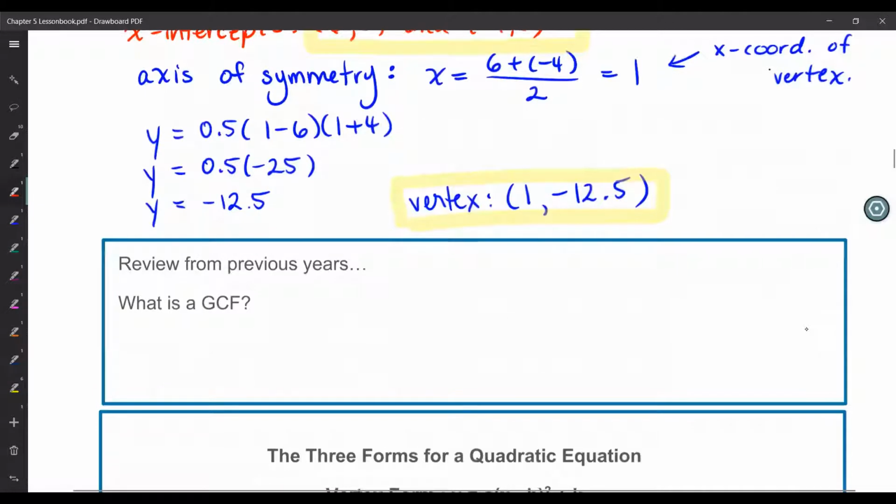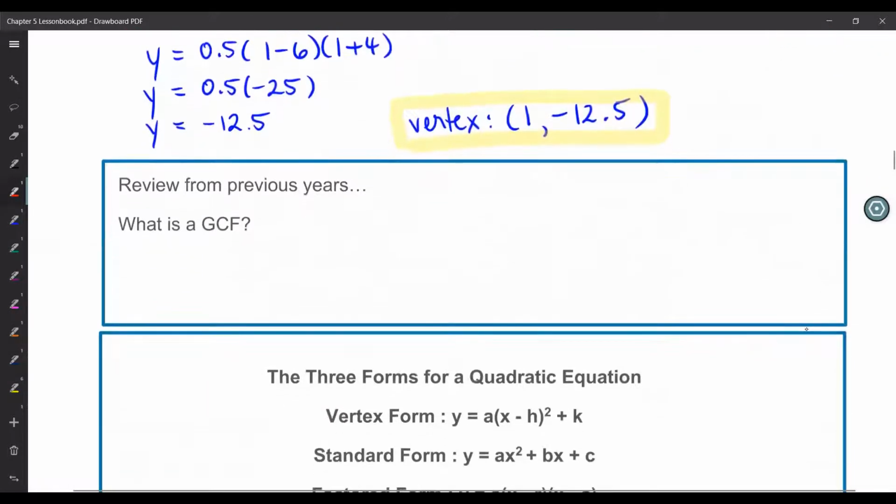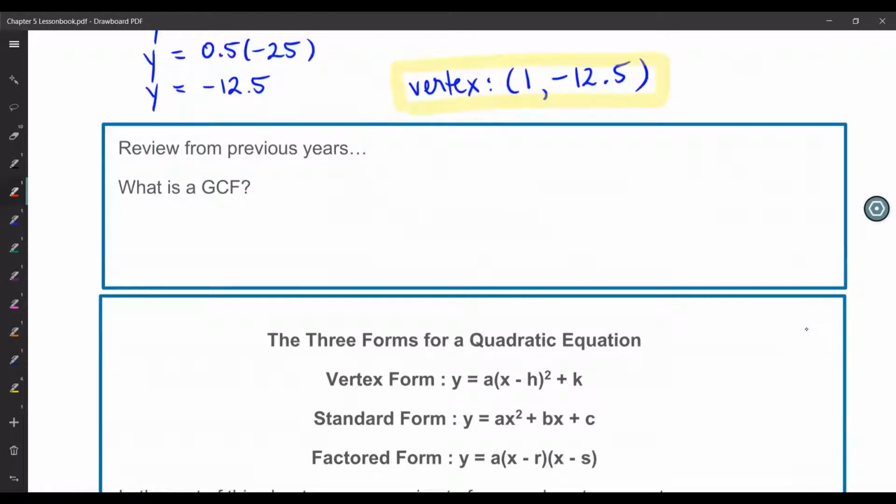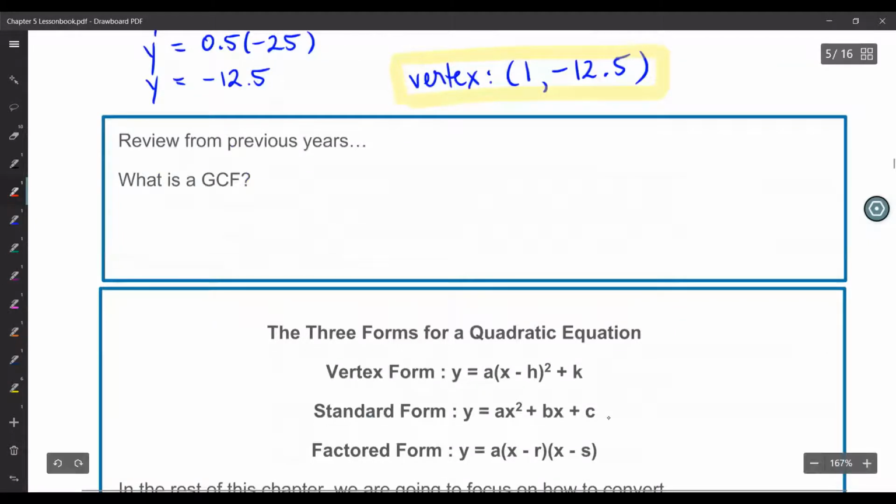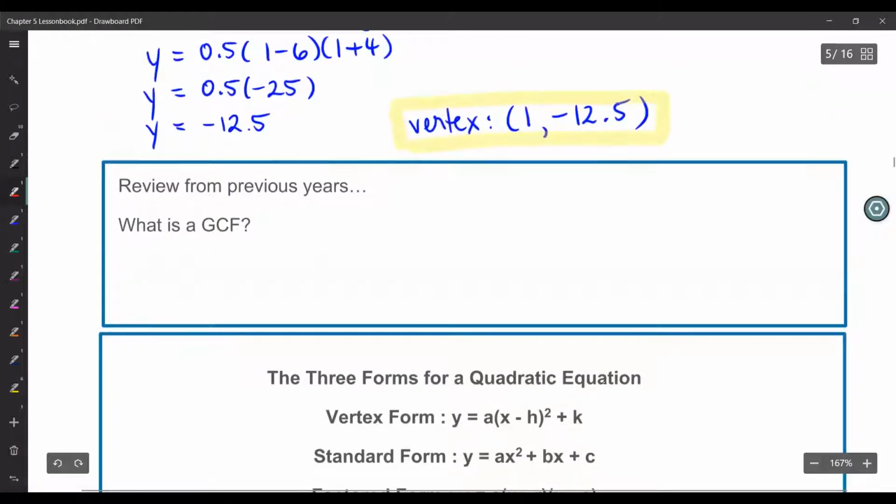So do you guys remember in grade 9, we learned about GCF? Does anyone remember what this stands for? What is greatest, a GCF? Greatest common factor. Okay, good. Guys, make sure you use the raise hand feature because I think there's a lot of people that are answering and talking over each other. Okay, greatest common factor. That is not how you spell greatest. Greatest common factor.